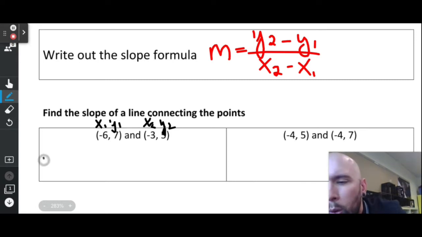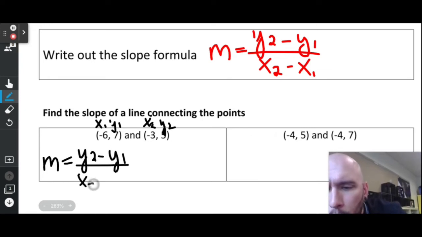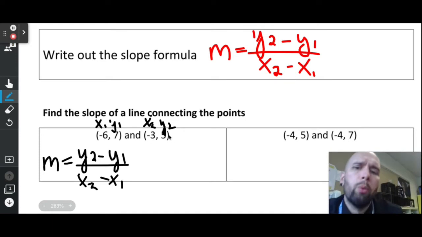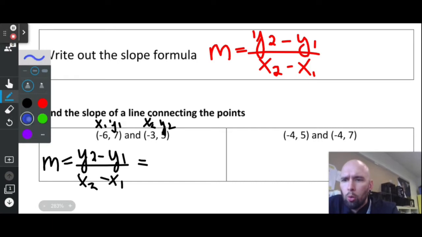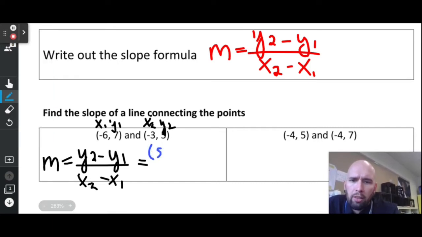I'm going to rewrite out my equation. M equals y sub 2 minus y sub 1 over x sub 2 minus x sub 1. Y sub 2, I know I accidentally wrote over it. Y sub 2 is 5. Y sub 1 is 7. So I'm going to replace y sub 2 with 5, put a minus sign there. Y sub 1 is 7. Put that over x sub 2, which is negative 3, there it is right there, minus x sub 1, which is negative 6.